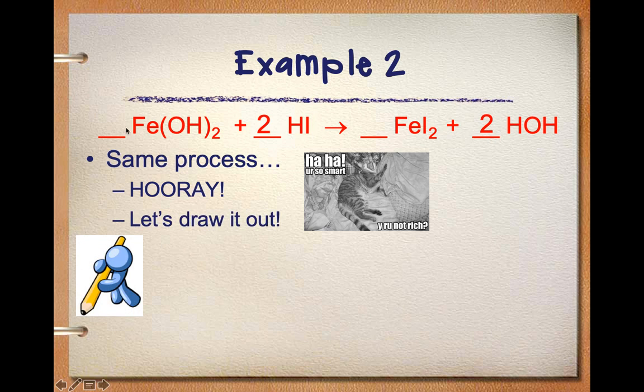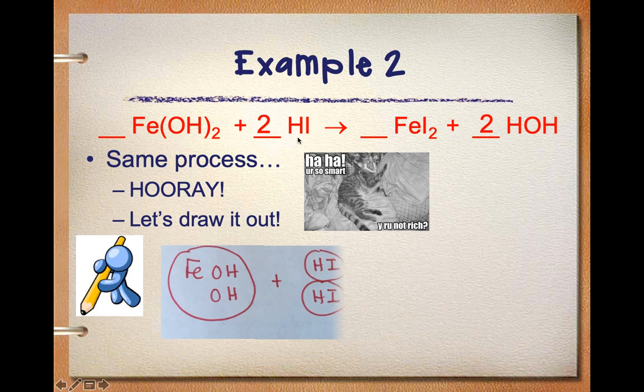Let's draw it. So remember, when there's no number written, that means there's just 1. So 1 particle, but inside that particle, I'm going to have an Fe and 2 OHs. So it looks like this. Inside that particle, Fe, OH, OH, plus 2 particles of HI, HI. So inside the particle is HI, and then you've got another one. So the number in front is how many separate particles there are. The stuff behind it, the compound or the atom, is what goes inside that particle.